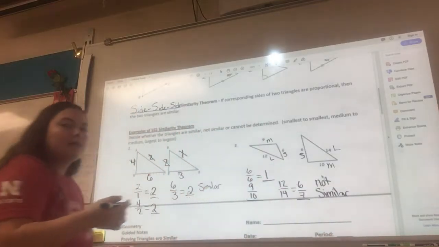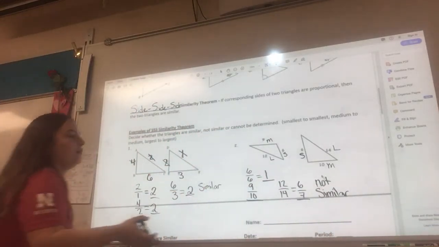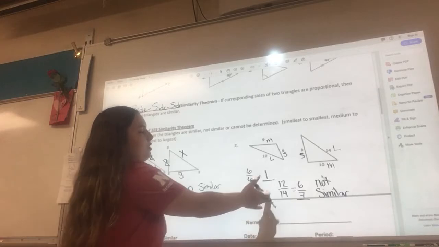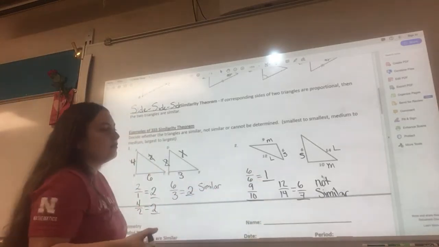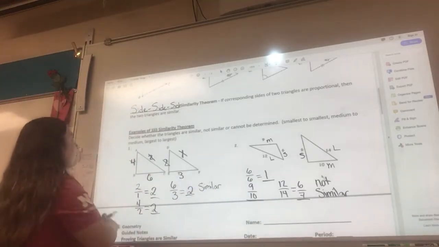Okay? So make sure you check all 3. Even though we already went past 2 and noticed those aren't the same, it's still a good reminder to do all 3.